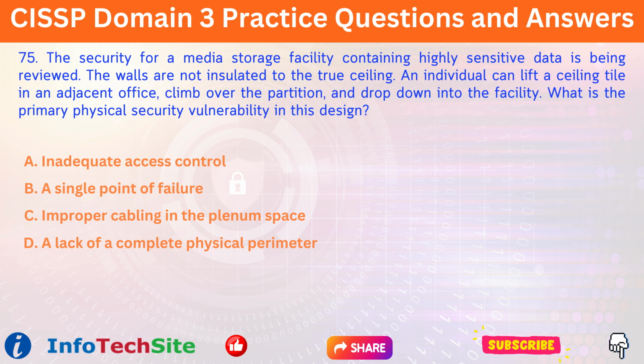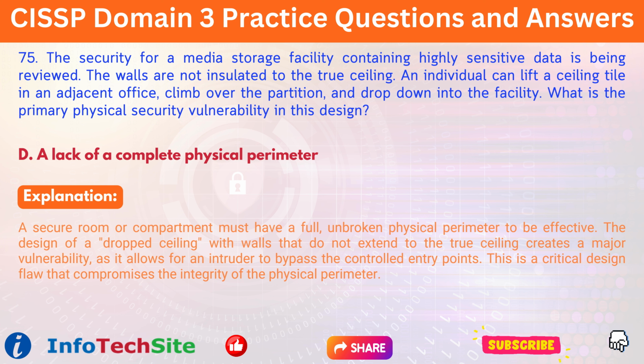A. Inadequate access control. B. A single point of failure. C. Improper cabling in the plenum space. D. A lack of a complete physical perimeter. The correct answer is D. A lack of a complete physical perimeter.